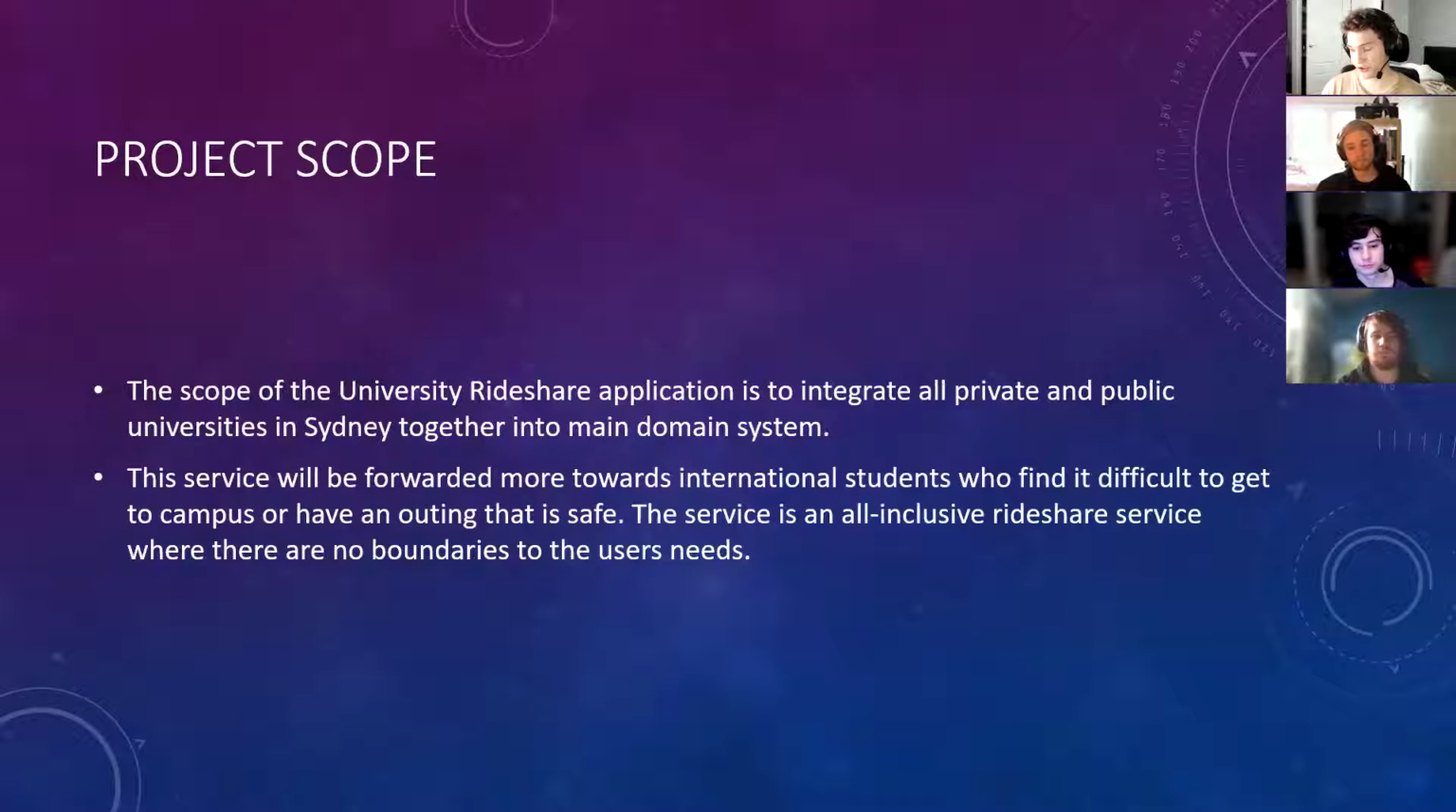The scope of the university rideshare application is to integrate all public and private universities in Sydney together into one main domain system. The application will include student benefits. These benefits will include discounted rides, pool share rides, special offers, and a safer commute for students. The company plans to discount most rides for the first 6 months in order to attract interest from staff and students who are interested in this service. These discounted rides will hopefully attract a larger database of students and staff from universities all over Sydney.